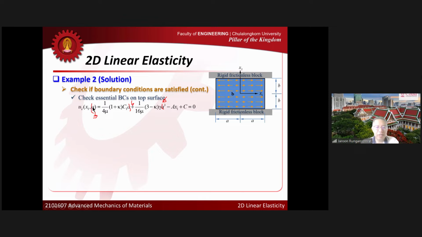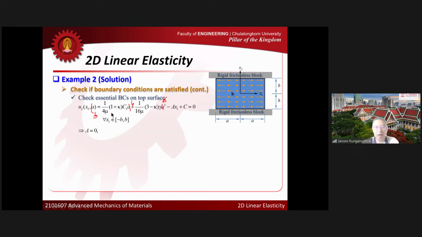I plug in x2 equal to b, so I look at the top surface here. But x1 here can be any value from minus a to a because for every point on the top surface, this condition has to be satisfied. So now I can conclude what? Because this condition has to be satisfied for every x1, every point x1 at the top surface, the constant A here has to be 0, right? Because this equation must be satisfied for every x1, and all the remaining terms here are just simply constants. So A has to be 0.